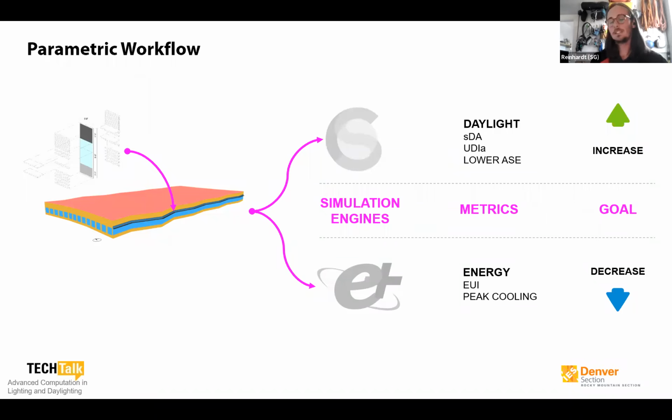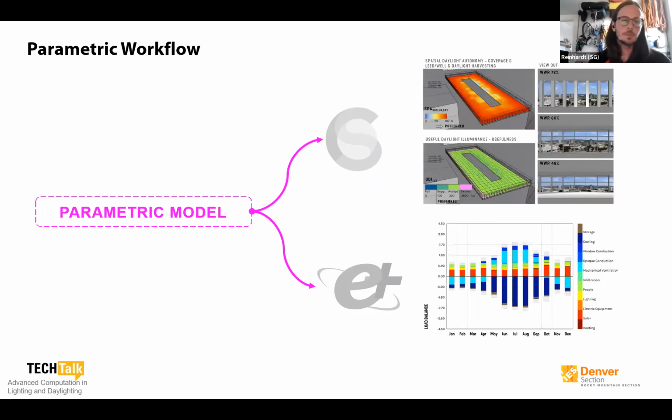That's the metric we were concerned about. As you can recognize, oftentimes these variables are competing. While I want to increase daylight, he wants to decrease the peak cooling due to solar load. And so we have competing variables. There's a compromise in our design. And so we're taking this parametric model, we're running it through engines that we know and trust.